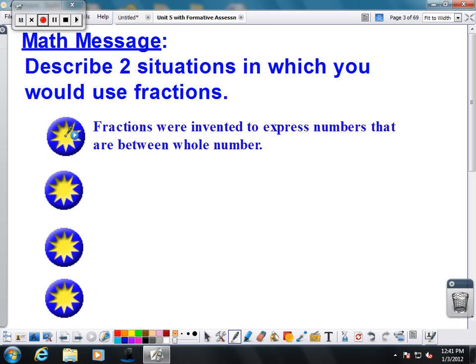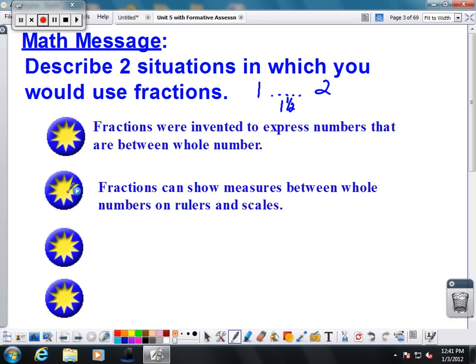But let's go ahead and look at where fractions were invented to express numbers that are between whole numbers. So if we're looking at numbers like 1 all the way to 2, there are numbers in between these two. Could be 1 1/2, 1 2/3, 1 3/3. Actually, 1 3/3 would be 2, so that wouldn't work. So let's go ahead and do the next one down here, please.